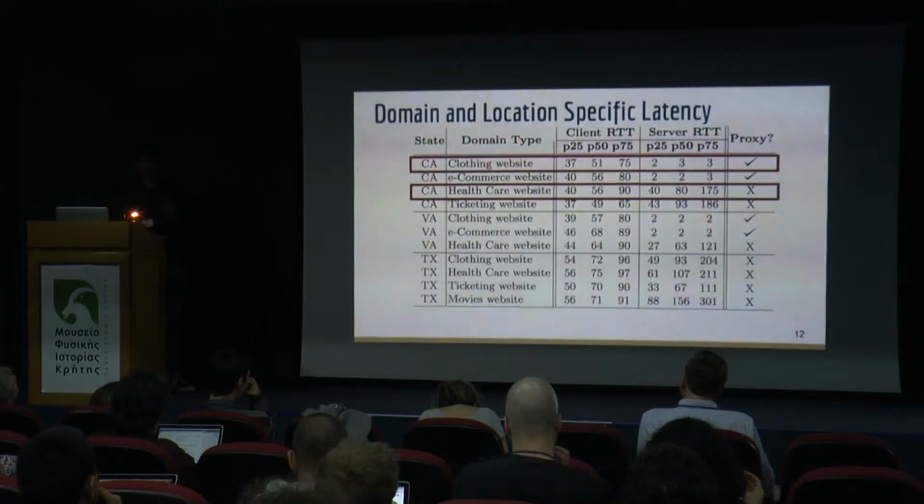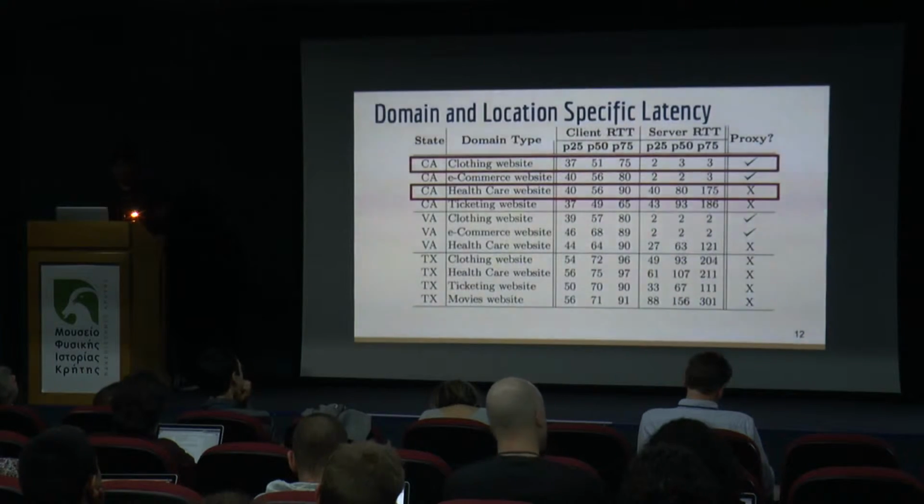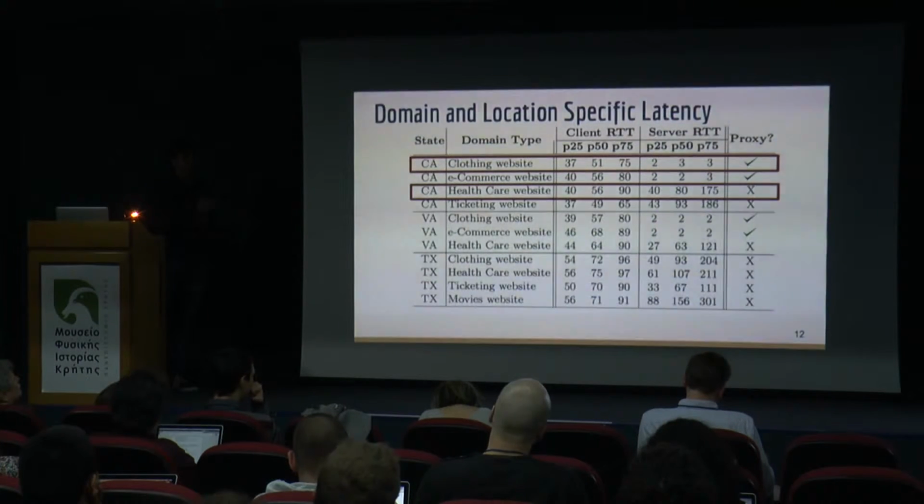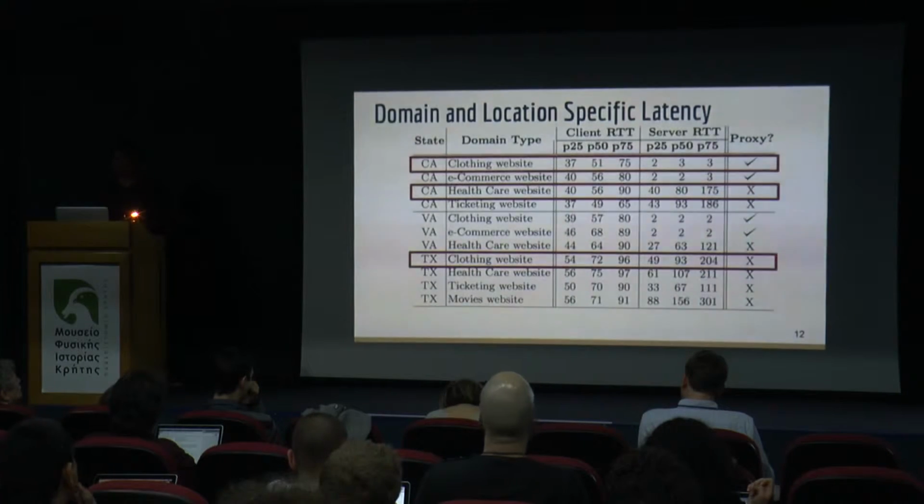For any other website in California, Akamai did not observe any connections to be split. So this shows that T-Mobile specifically, and there might be other networks as well, deploy proxies based on domain names. They split connections based on the domain names. The same clothing website in Texas does not go through a proxy. That means these proxies are also configured to split connections based on the locations from where the requests are coming.